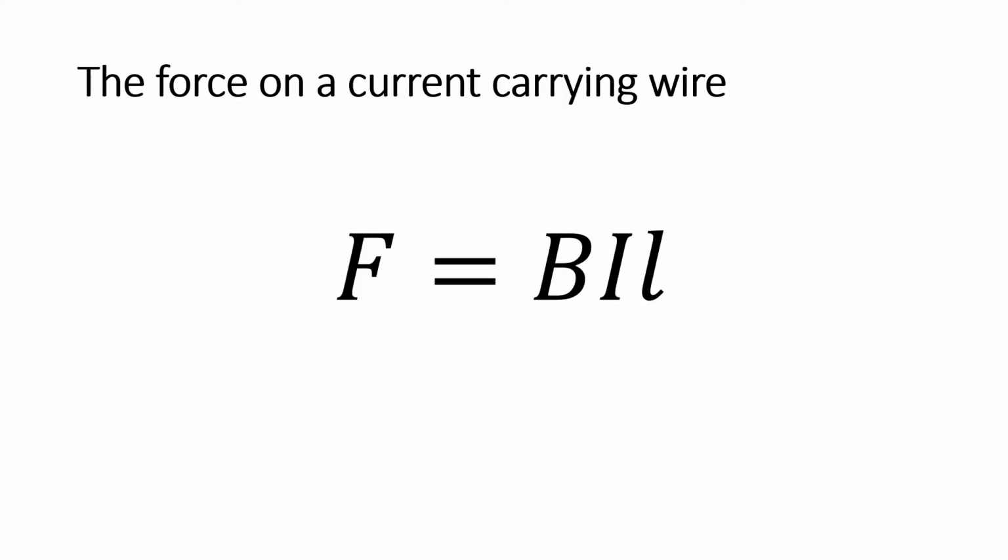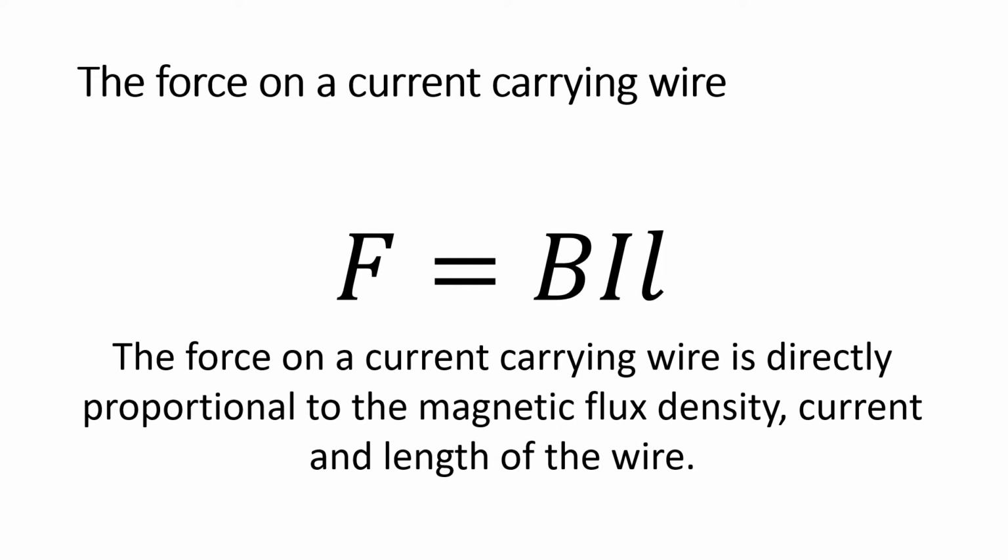So here is our equation for the force on a current carrying wire. We have F, the force, is equal to BIL, that is magnetic flux density, times by current, times by the length of the wire that is in the magnetic field. So the force on a current carrying wire is directly proportional to the magnetic flux density, current, and length of the wire.